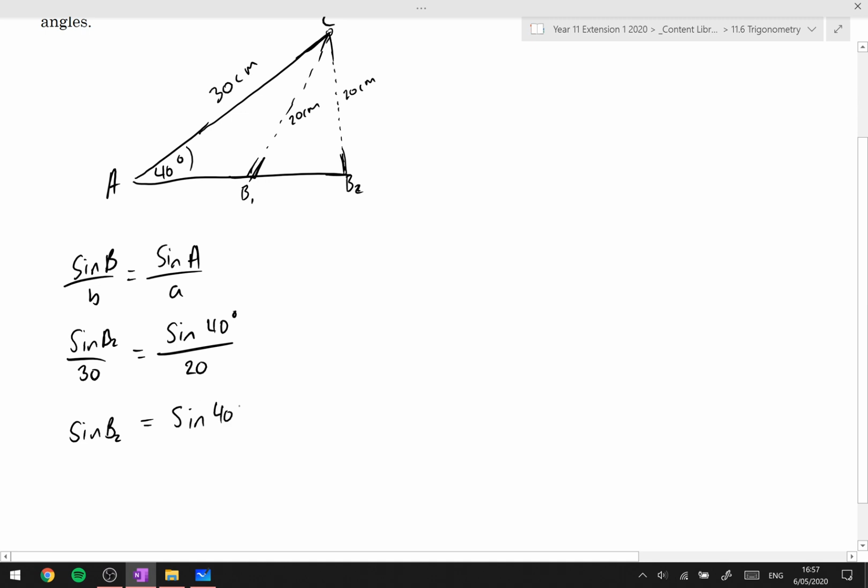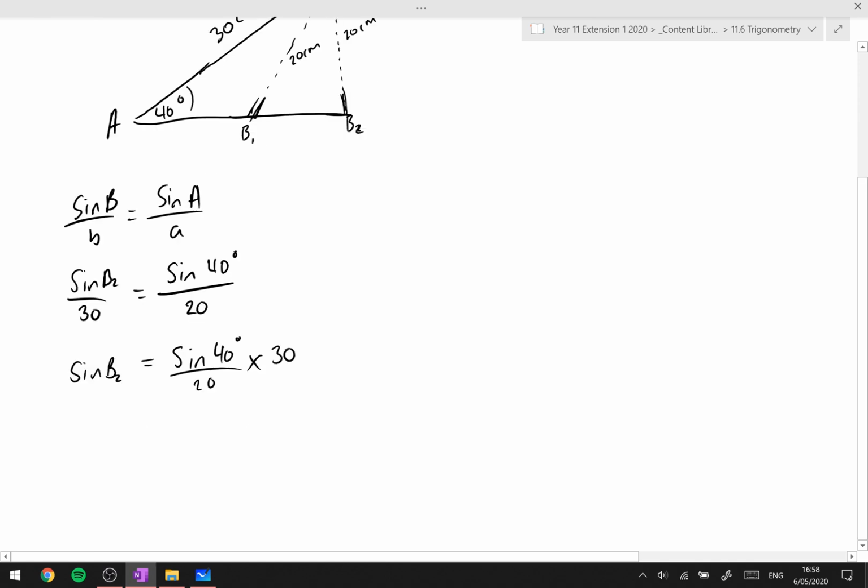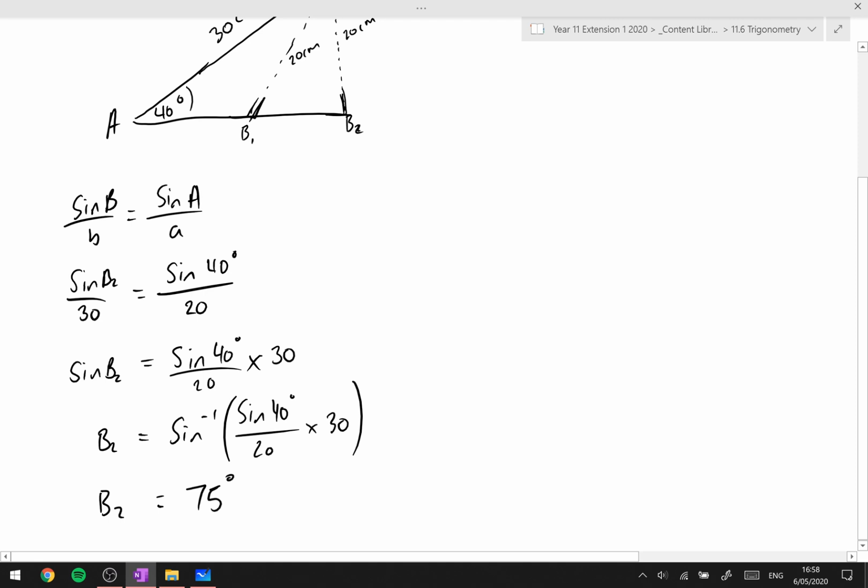And then sine of 40 degrees over 20 times 30, because we're multiplying both sides by 30 on that side. And that gives us sine of B2. To get B2 by itself, I almost forgot the last step, we're going to take the inverse sine of both sides. You can put that straight into your calculator and it will give you an answer. So in this case, B2 is equal to sine inverse of something. Put it into the calculator, and we get that it is approximately 75 degrees.